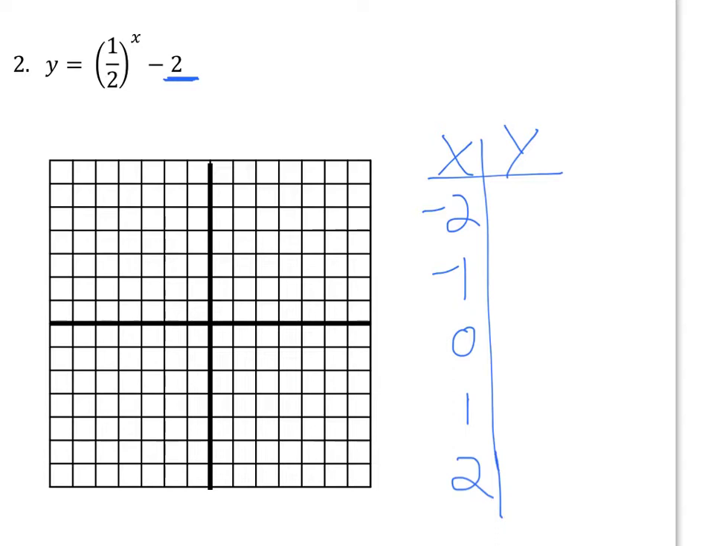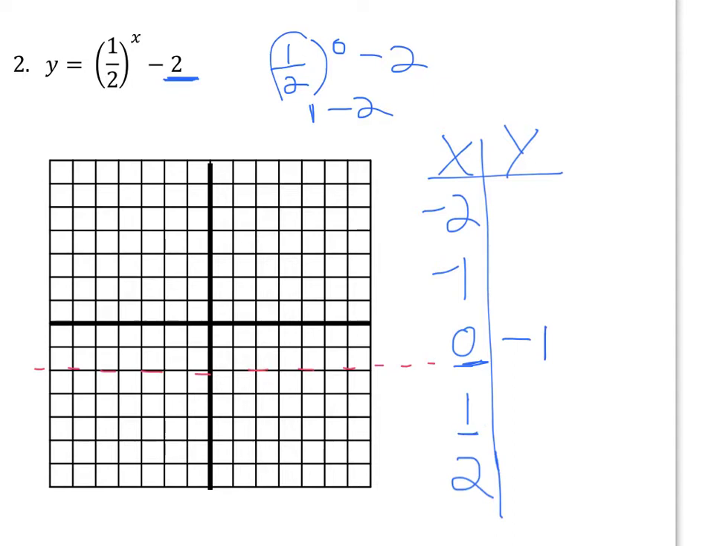So let's put that in red. And that'll factor into the range. And then let's just plug our normal points in. I'll start with 0. So I'll have 1/2 to the 0, and then -2. Anything raised to 0 is 1, and then 1 minus 2 is -1. So that's going to be our y-intercept there, 0, -1.